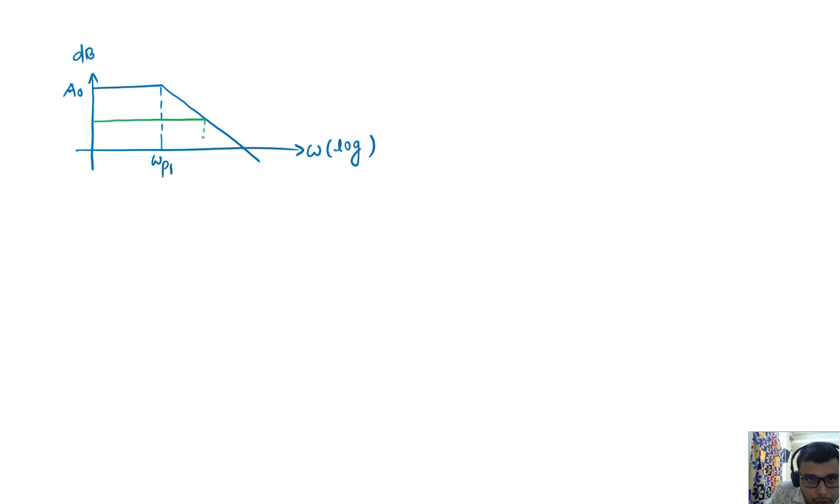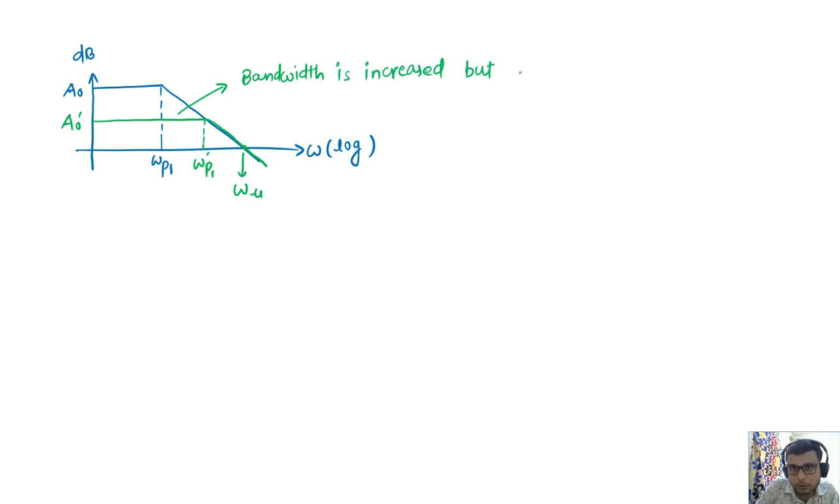Bandwidth is increased, reaching somewhere here, omega p1 dash, which is nothing but omega p1 multiplied by the 1 plus A naught beta factor. The UGB is still the same, omega UGB, and the gain is reduced here to A naught dash, which is nothing but A naught divided by 1 plus A naught beta. So we can see the bandwidth is increased in the closed loop system, but the cost is reduction in gain.